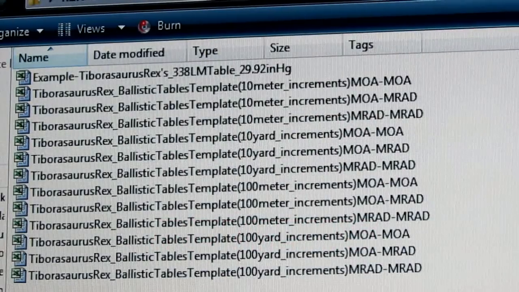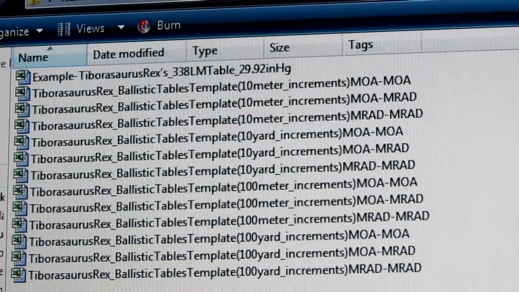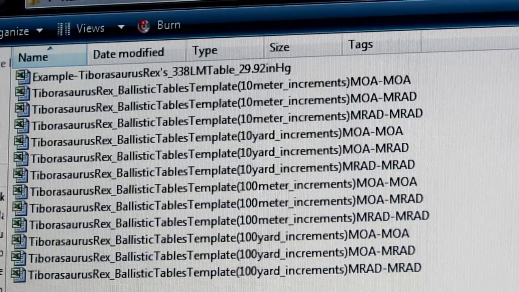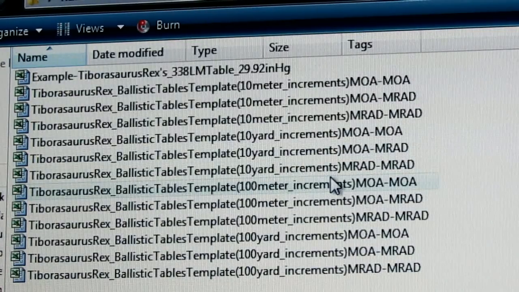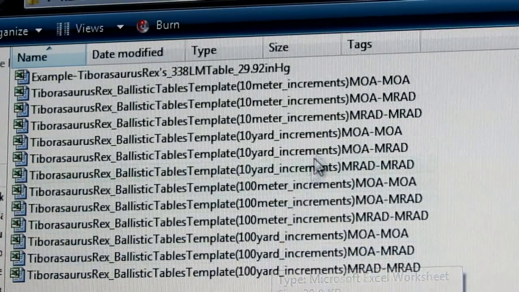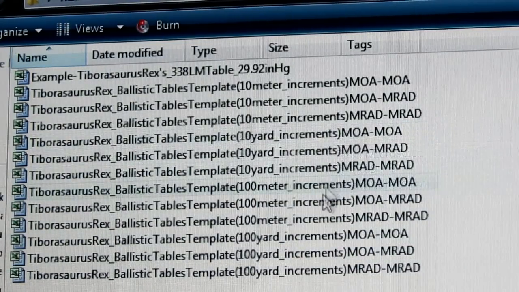In this video we're going to show you how to use JBM Ballistics programming to fill in our ballistic table templates that we went over on the last video. First, we've got to pick a template that we're going to use, and today I'm going to do a template.